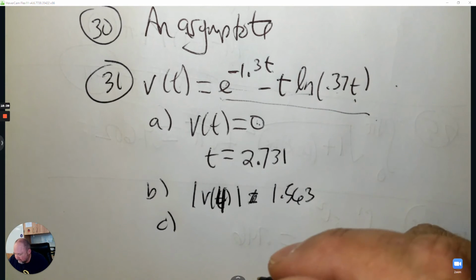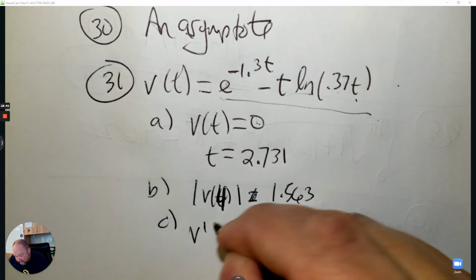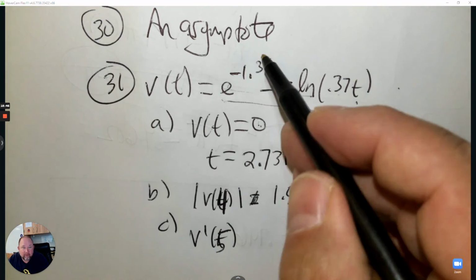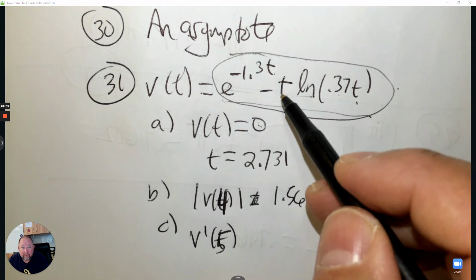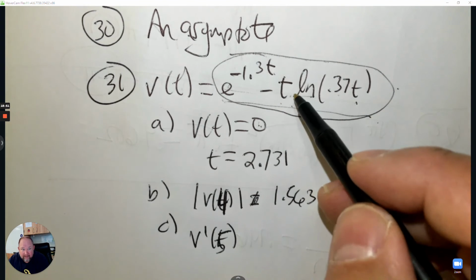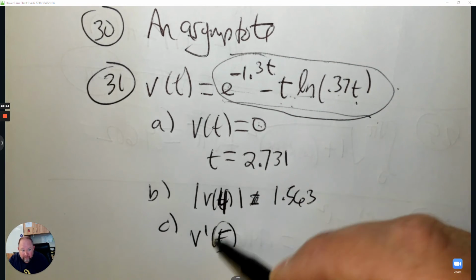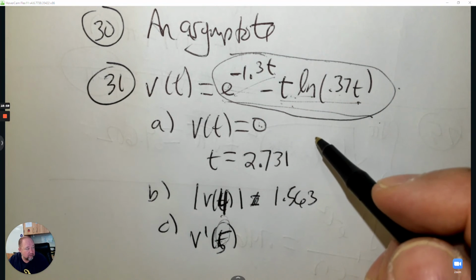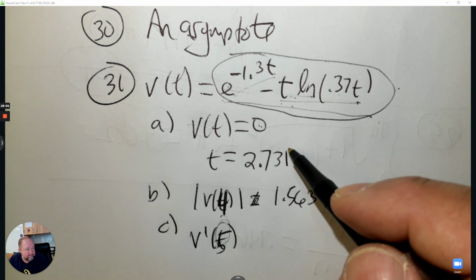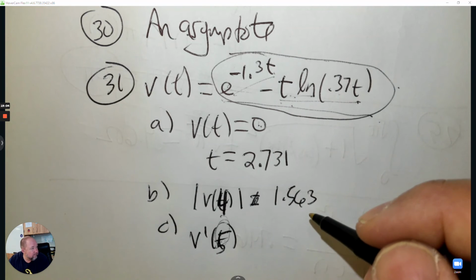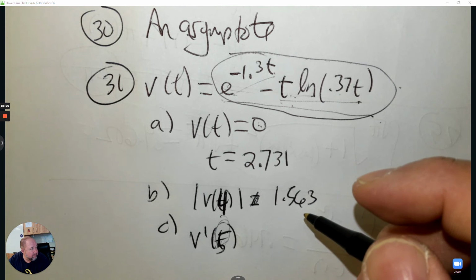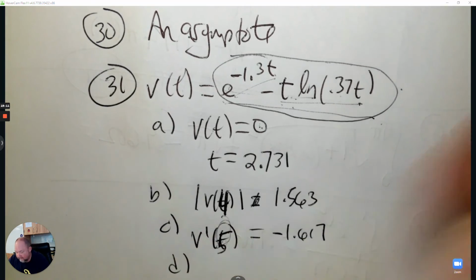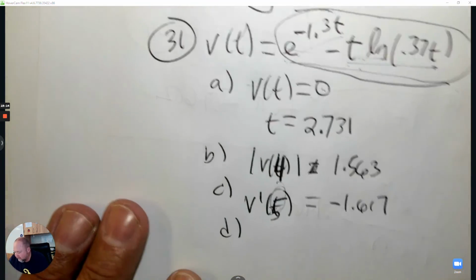C. The acceleration is the derivative. And we want the derivative at 5. So, in your calculator, you're going to press menu, calculus, derivative at a point. And this is the value, 5. And you're going to type this in. Diamond enter. Try it. And control enter and see if you get the answer. Negative 1.617.